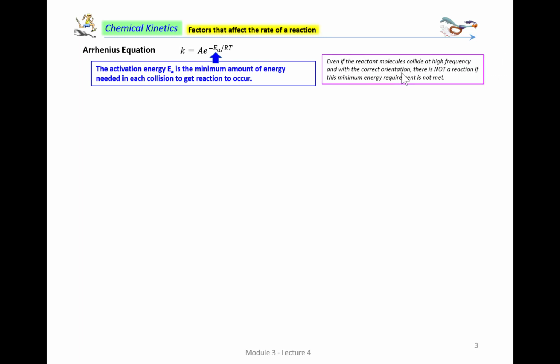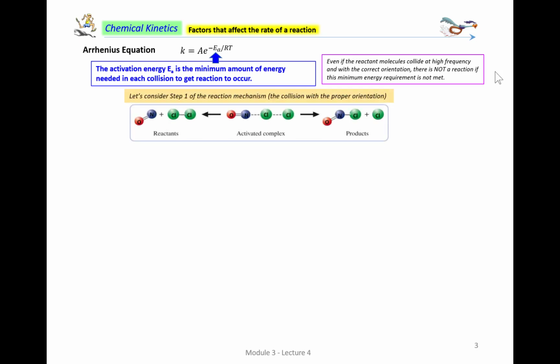So even if the reactant molecules collide at a high frequency, and even with the correct orientation, which is of course what the term A is trying to tell us about, there is no reaction if there's not some minimum energy requirement met. That whole interaction has to occur at a certain energy level.